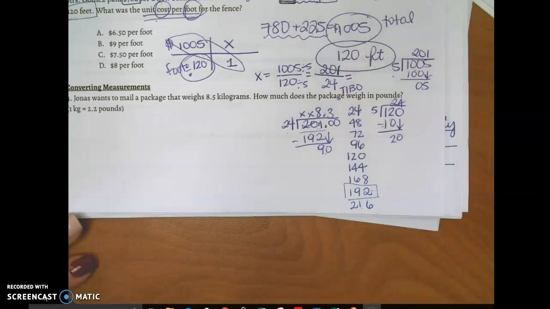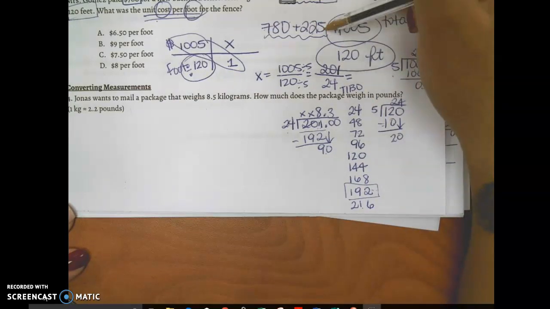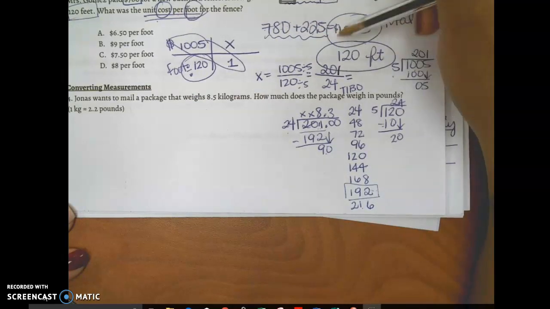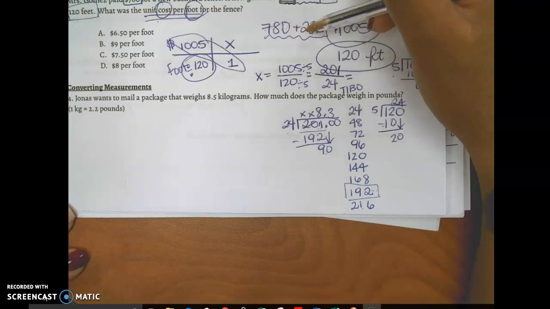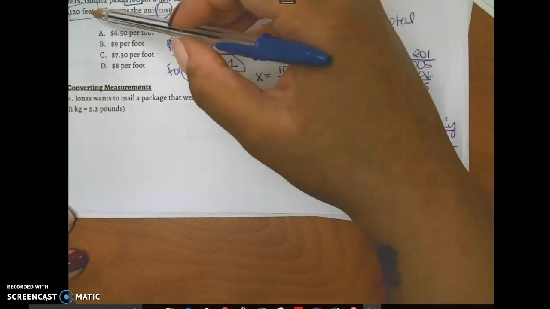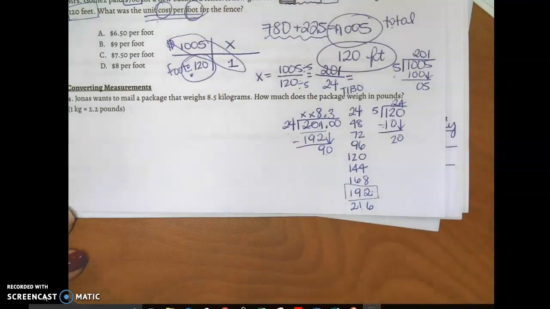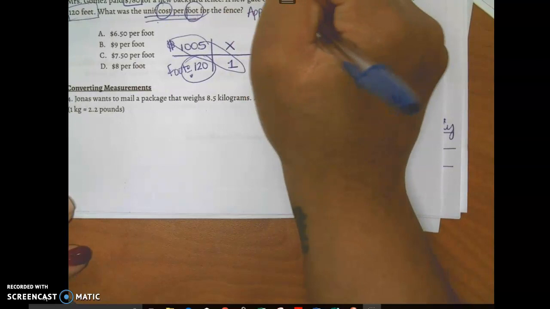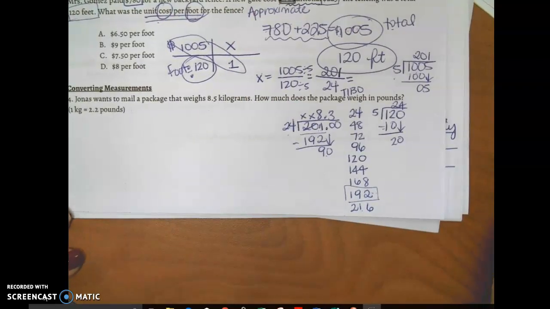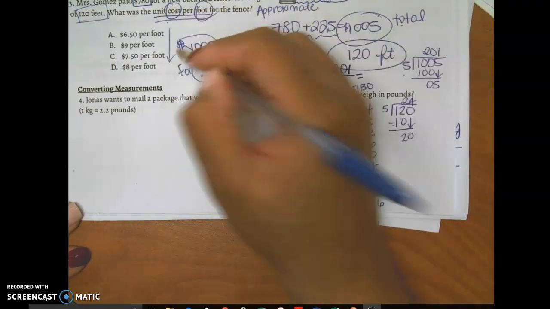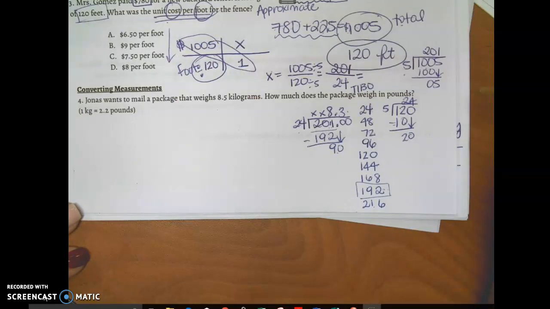Am I supposed to get an exact answer here? What did I do wrong? Is it that I added these? 5 plus 0, 8 plus 2 is 10. Carry the 1. 7 plus 2 is 9, plus 1 more is 10. Right? And then it was a total of 120 feet, so it's dollars per feet. I think we're supposed to approximate here, because it doesn't tell me to round. So if I were to round, this is 8.3. Which answer is closest? $8. Okay?